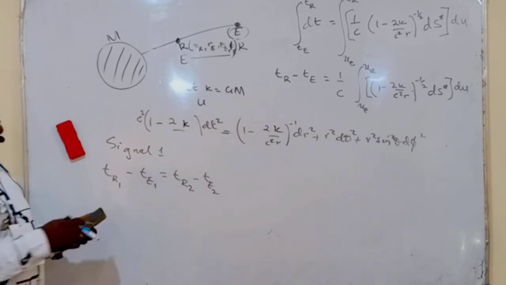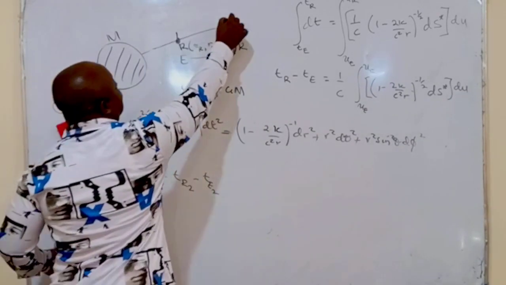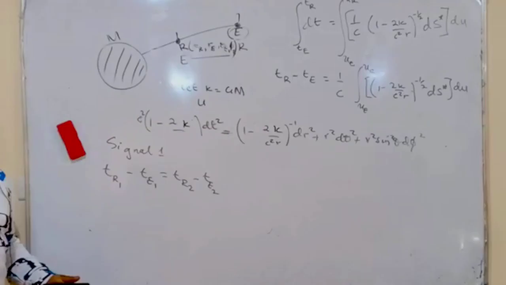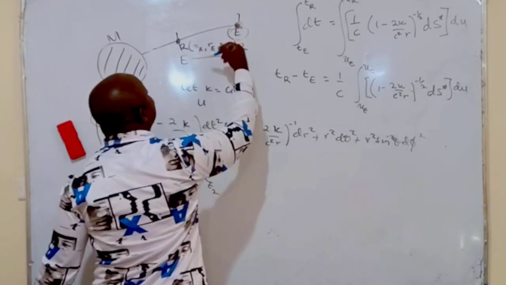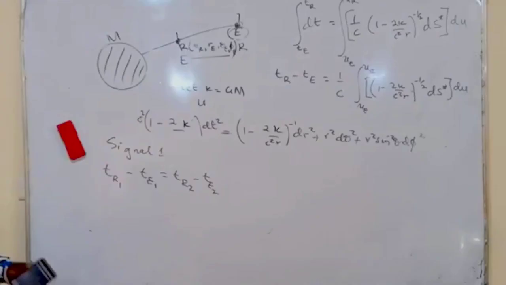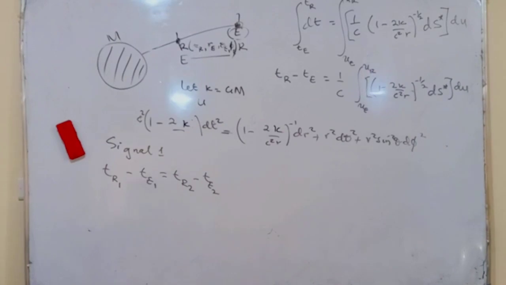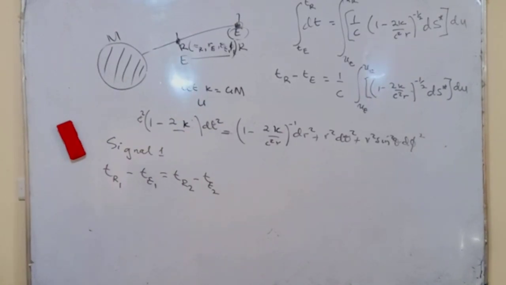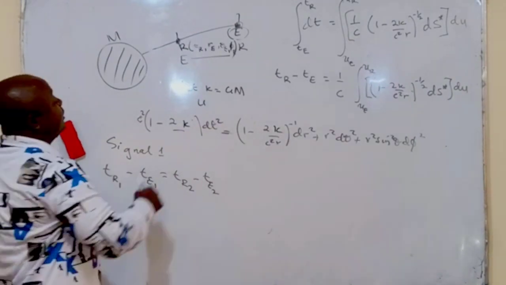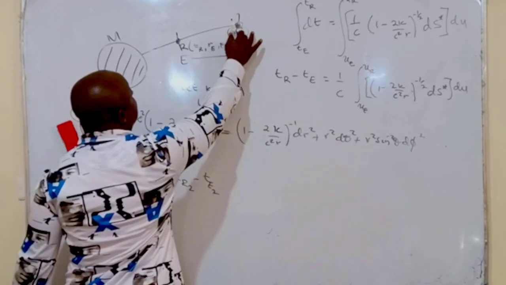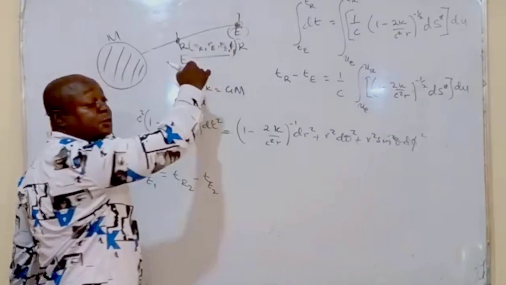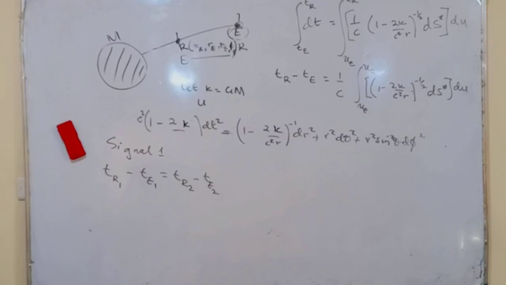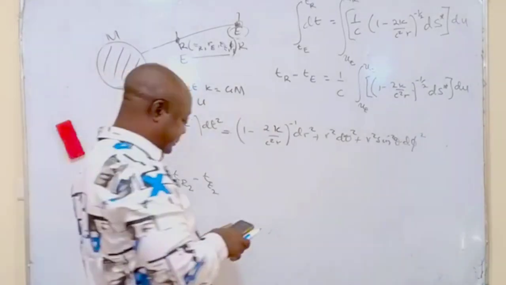The points are not moving. We just have an emitter here and a receiver here. The points are fixed in space. Okay? So the time difference between the two signals should be the same, if the two signals have the same properties.